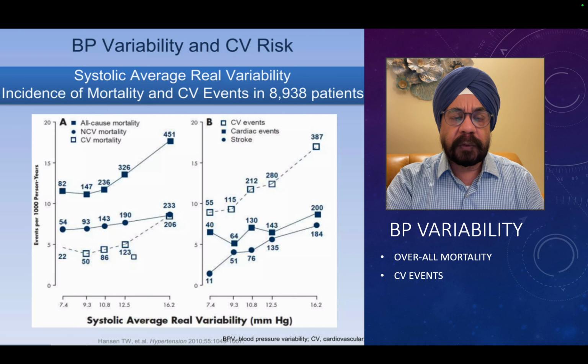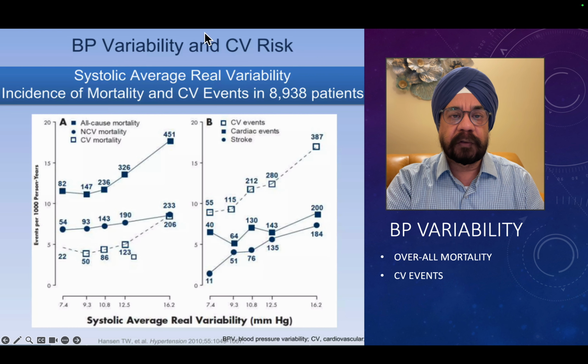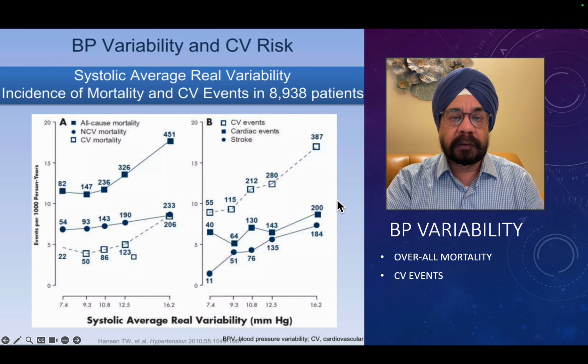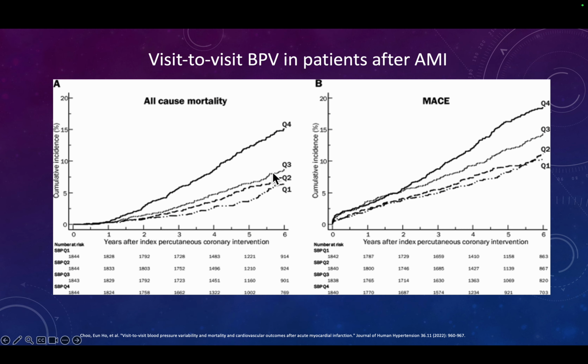In a number of studies, for more than 2 or 3 decades, we've been listening to these stories that blood pressure variability increases cardiovascular risk, and in this slide you can see it does increase overall mortality, which is a very important hard endpoint, and cardiovascular mortality in people who have higher blood pressure variability. Again, with visit-to-visit blood pressure variability, the mortality and the incidence of acute myocardial infarction is high in this category of patients, those who have more blood pressure variability.